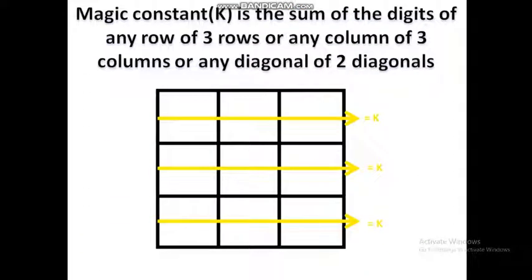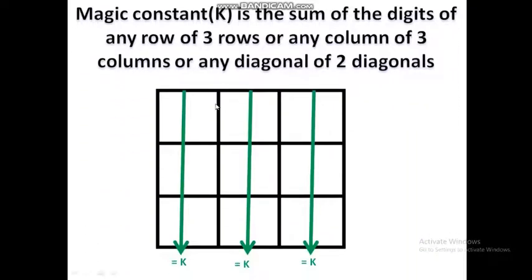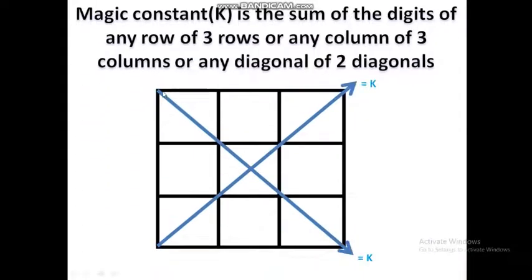Magic constant, denoted by K, is the sum of the digits of any row of the 3 rows, or any column of the 3 columns, or any diagonal of the 2 available diagonals. See, this yellow line indicates the sum of the 3 boxes in the first row gives the result K, that is called the magic constant. Similarly, the second row, third row, the boxes in the first, second and third columns, and even the boxes in these two diagonals also give the same result. That result itself is called the magic constant.